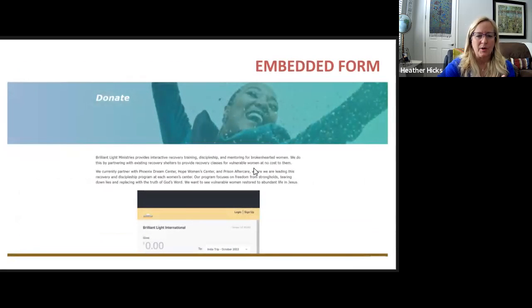Embedding that form. So even here, this is using Tithely, which is free. You can now with Tithely embed it. There isn't an array of options you can get with Tithely as a processor. So it's just this fill-in spot. So there are some downsides to the free.